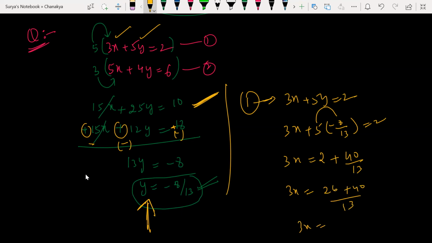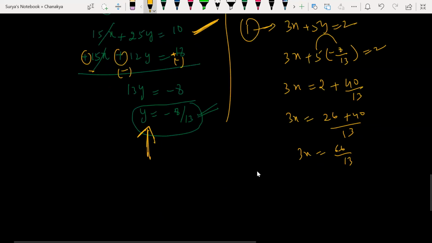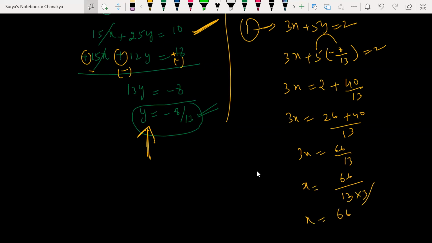Sujay, are you able to follow the class? Yes, sir. So what is the answer now? It is 66 by 13. So x is equal to 66 by 13 into 1 by 3. 66 divided by 3 is 22. So x is 22 by 13.